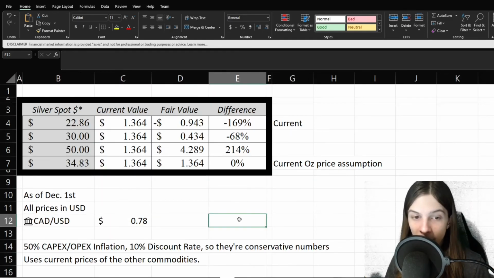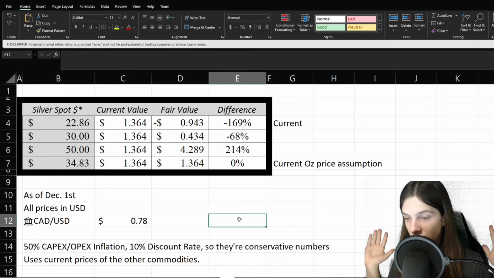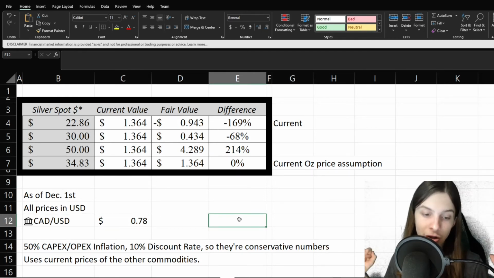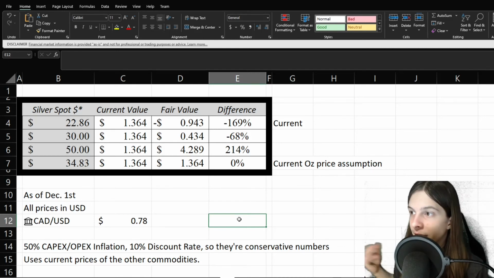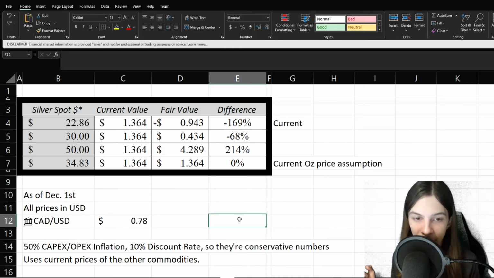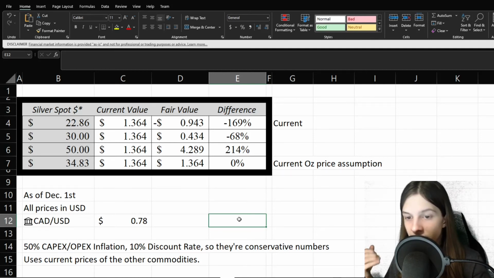So, at current spot price, they are just flat out not profitable. And I should note, this is, of course, the usual 50% CapEx and OPEX inflation with a 10% discount rate. So they're conservative numbers combined with the fact that I'm going to be using current zinc, lead, and gold pricing. And so we can then look at $30 silver. They are then still substantially overvalued, though they are profitable. And moving up to $34 silver, we see they are fair value. And we see they're over a triple once we hit $50 silver.